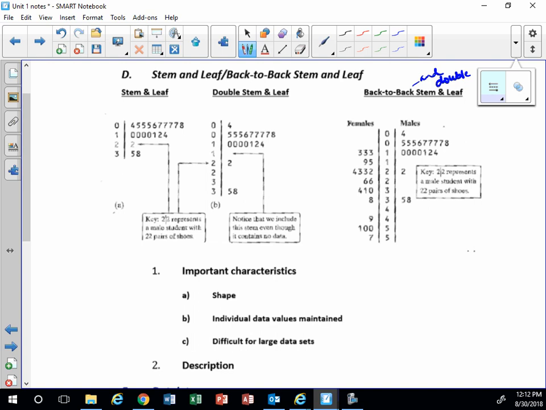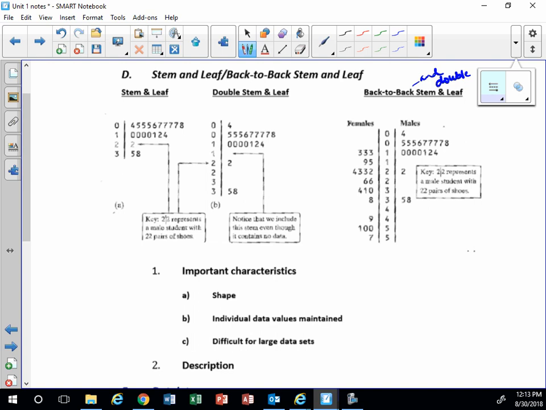So they give you this little key here. It says 2 with your line 2 represents 22 pairs of shoes. So I know that a 1 over here and a 0 is representing 10, the number 10. So this would be the number 4, 5, 5, 5, 6, 7, 7, 7, 7, 8, 10, 10, 10, 10, 11, 12, 14, 35, 38. Does that make sense? So if you wanted to, you could list all the individual values. You can see all of the actual numbers from your data set.